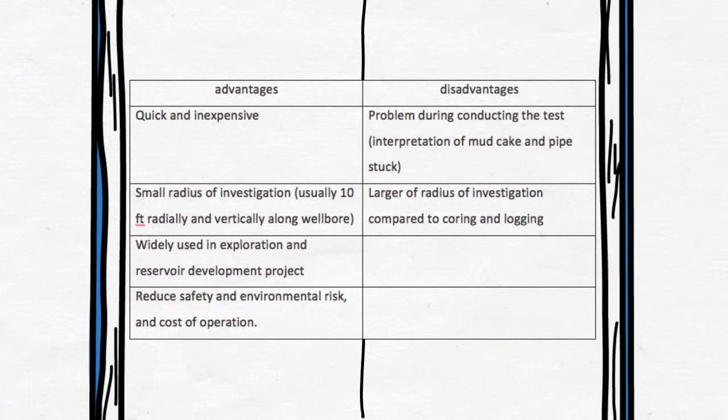Now, we move on to the disadvantages of wireline formation test. The first disadvantage is the problem during conducting the test. The equipment that we put into the wellbore may get stuck, and there is some problem in the interpretation of mud cake. Besides, the radius of investigation is smaller than the coring and logging method.